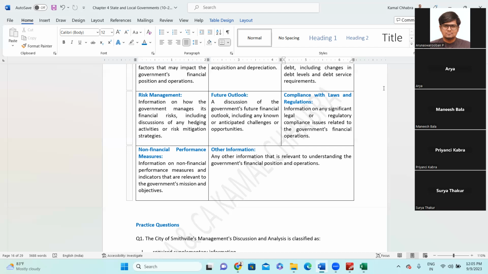So you need to identify the risk in each respective activity, and then you need to identify whether the risk is material to the financial statement or not. If it is material to the financial statement, then you need to put in sufficient and appropriate controls to mitigate that risk, right? So that is called risk management. Risk management is the information on how the government manages its financial risk, including discussion of any hedging activities or risk mitigation strategy. Make sense? What is risk management?